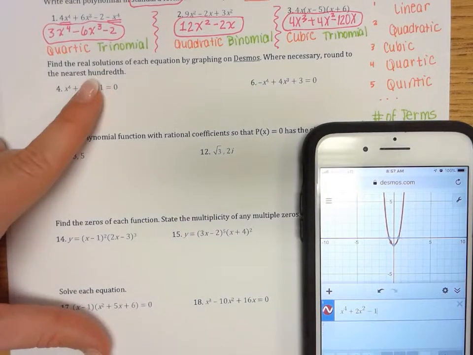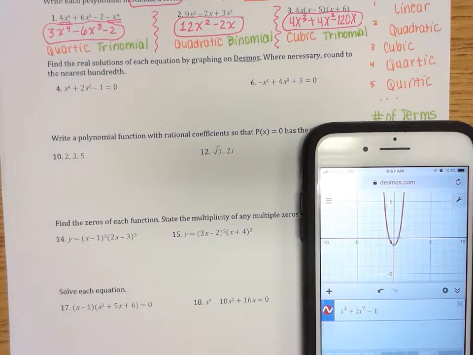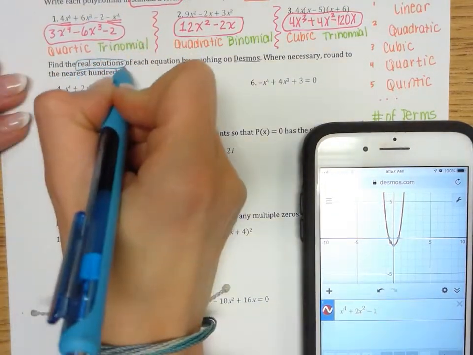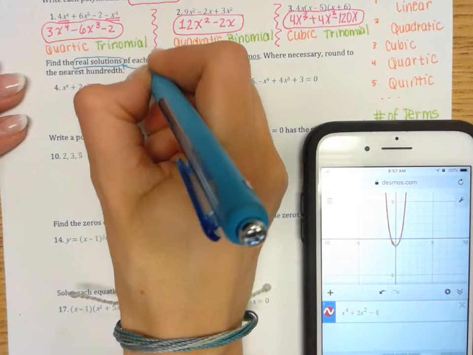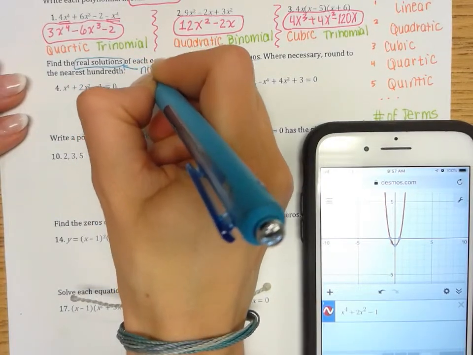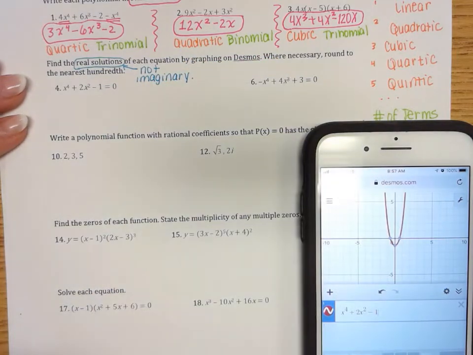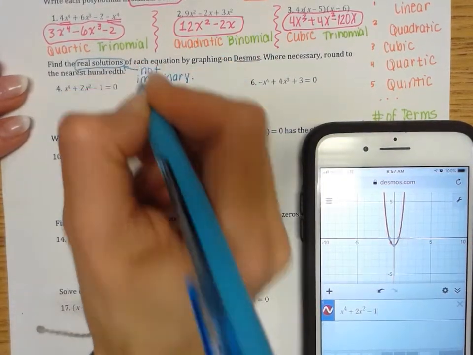What does this ask us to do? Find the real solutions. Do you know what real solutions are? Well, if they're real solutions, for starters, they're not imaginary. I know it seems obvious, but sometimes the obvious is really important. Okay, so if they're real, they are not imaginary.